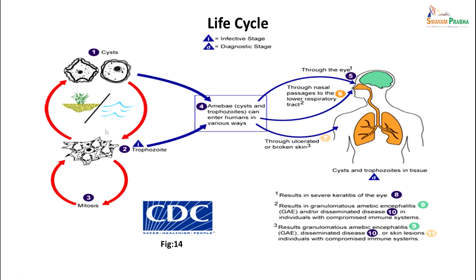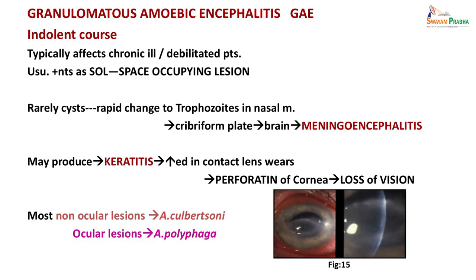Life cycle: like I told you, the cyst and the trophozoites are there in the environment. They can either be inhaled or enter through skin trauma, and they go on to cause respiratory tract infection or bloodstream infection, and finally they can be disseminated to the brain or other areas. Usually granulomatous amoebic encephalitis has an indolent course. Typically, it affects chronically ill or debilitated patients, and usually it presents as a space occupying lesion, or SOL. Rarely, cysts rapidly change into trophozoites from the nasal mucous membrane and go on to meningoencephalitis. But mostly, it presents as a solitary space occupying lesion.